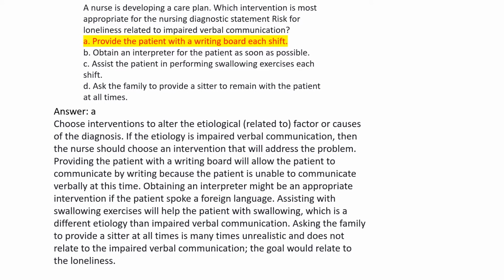Obtaining an interpreter might be an appropriate intervention if the patient spoke a foreign language. Assisting with swallowing exercises will help the patient with swallowing, which is a different etiology than impaired verbal communication. Asking the family to provide a sitter at all times is many times unrealistic and does not relate to the impaired verbal communication. The goal would relate to the loneliness.